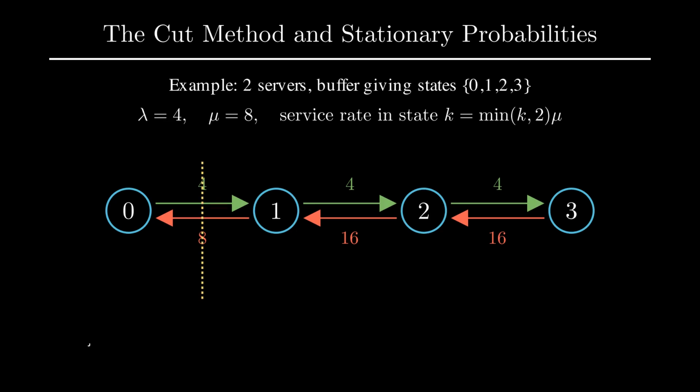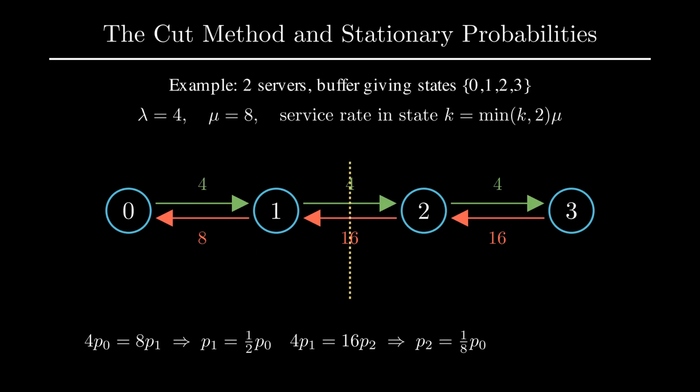Cut between 0 and 1. Forward flow 4p0 equals backward flow 8p1, so p1 is 1/2 p0. The cut between 1 and 2 gives 4p1 equals 16p2, so p2 is 1/8 of p0. And the final cut yields p3 equals 1/32 p0.